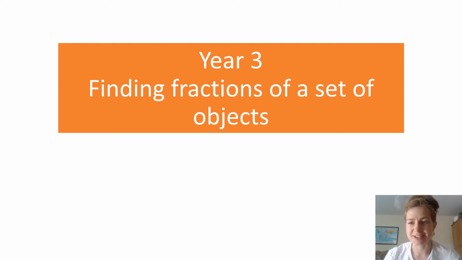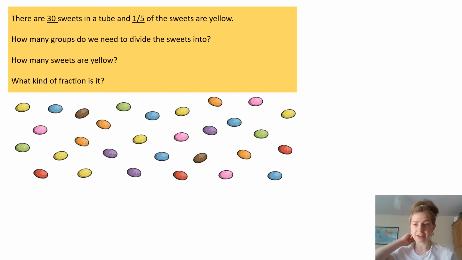So let's get started. Okay, you can see here we have some sweets. So let's read the problem and see what we need to do. There are 30 sweets in a tube, and 1/5 of the sweets are yellow. How many groups do we need to divide the sweets into? So if 1/5 are yellow, how am I going to find out how many yellow?